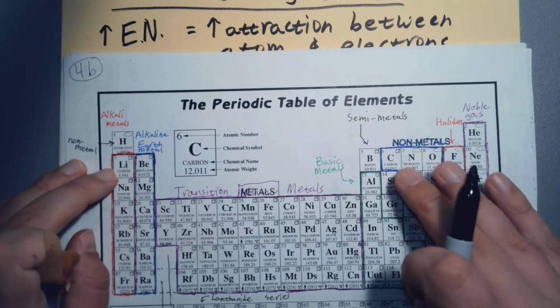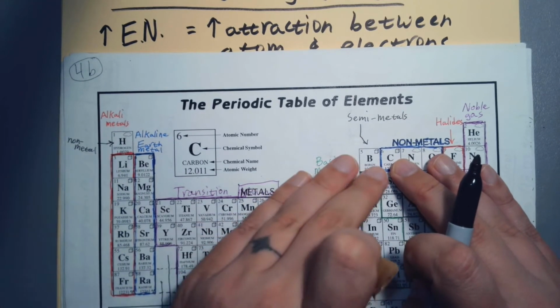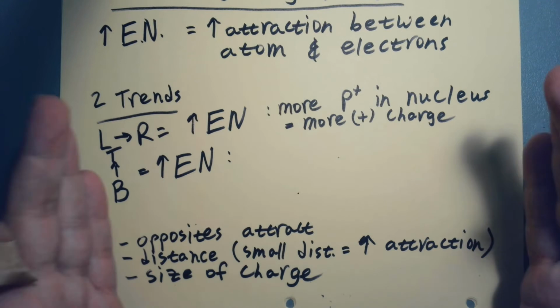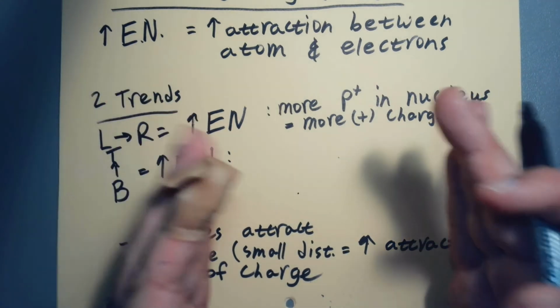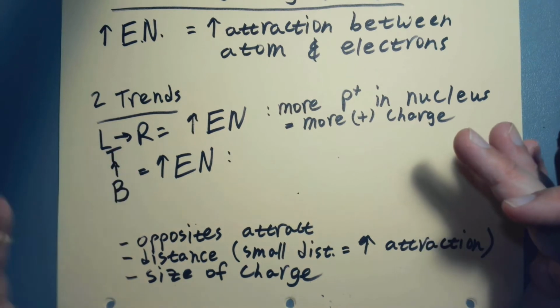If you go from lithium to carbon, you go from 3 protons to 6. So you have a nucleus that is twice as positively charged. So it's going to look twice as good to an electron. And so they're going to start to be more strongly attracted to that nucleus. They're going to have larger electronegativity.